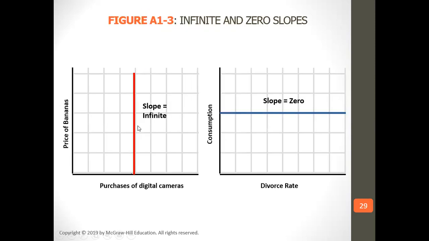If it's a vertical line, the slope is infinite, which means undefined, so no one can calculate what it is. If you could figure it out, you'd probably win a Nobel Prize. But the slope is zero when it's horizontal like this.